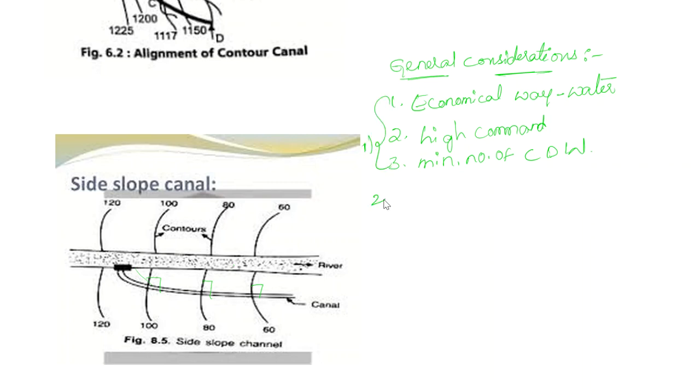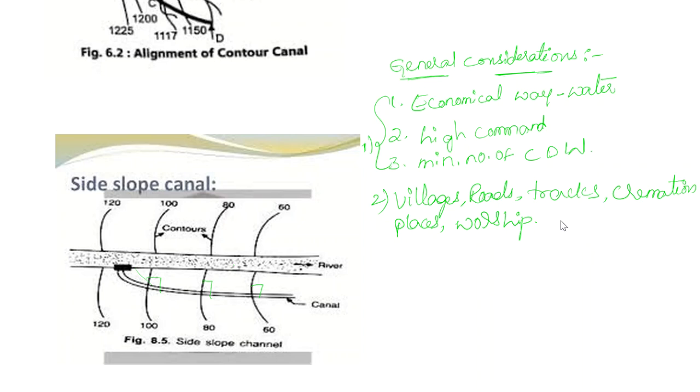In the first consideration we have three major points, and the second consideration is that the contour alignment should be changed in such a way as to reduce the number of cross drainage works, which is already discussed, and the alignment should avoid villages, roads, tracks, cremation places, places of worship, and other valuable properties.